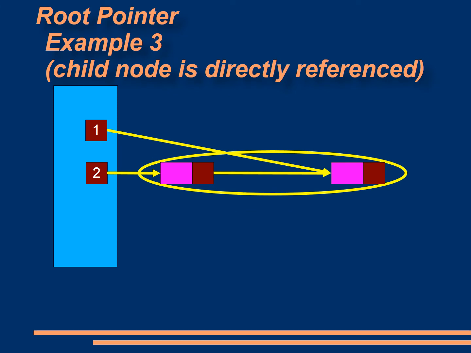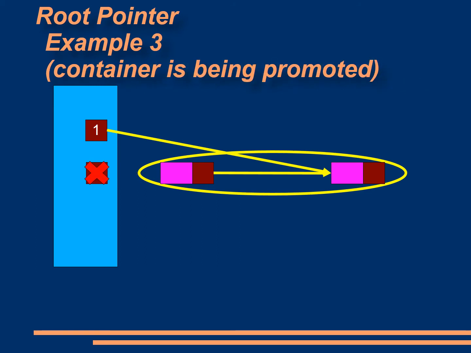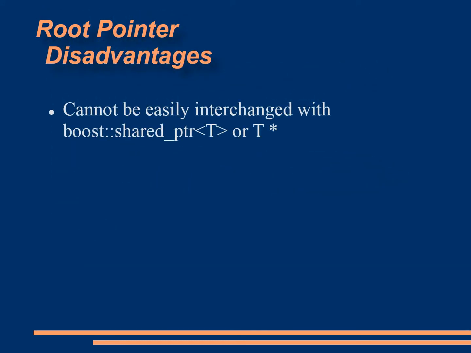In this example, we see a child node being directly referenced from a higher scope. And if we exit scope 2, then the container which was promoted is still going to remain alive within scope 1. The root pointer disadvantages are only the following: that it cannot be easily interchanged with a shared pointer or a raw pointer.